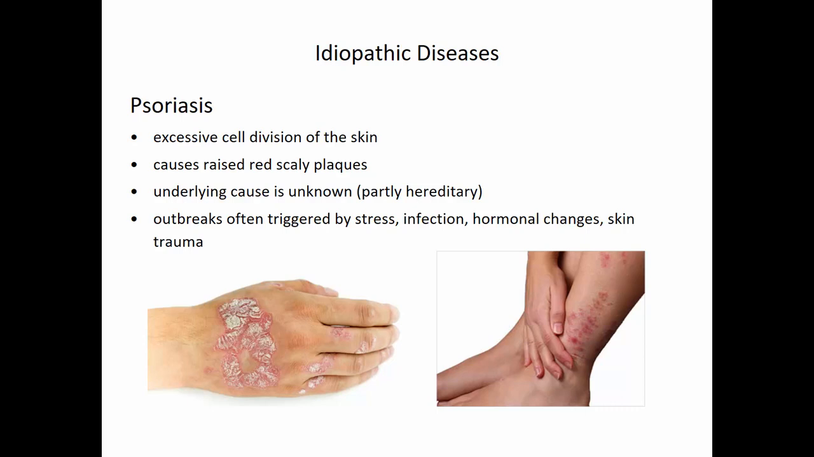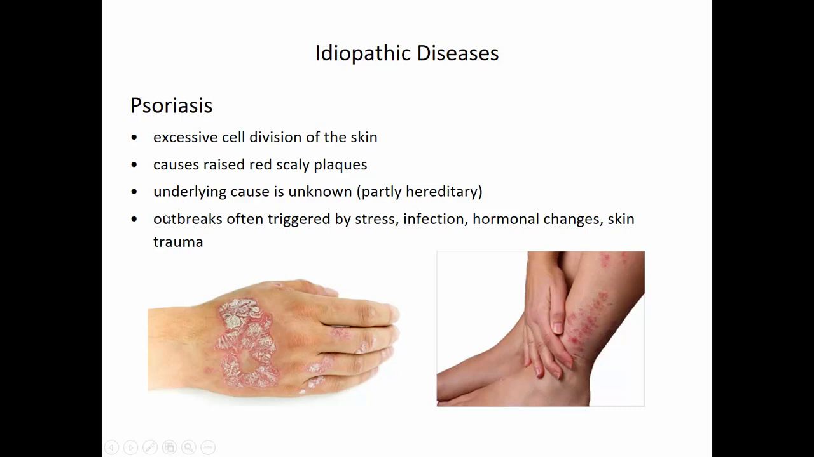There's a whole raft of skin diseases and disorders that we have no idea what their cause is. One of the most common ones is psoriasis, and we know that psoriasis is excessive cell division of the skin, so you get this overgrowth of skin, and it causes these raised red scaly plaques that appear on hands, on feet, on scalp. There's a partly hereditary component to psoriasis, but again, we don't totally know what the other parts of the cause are.